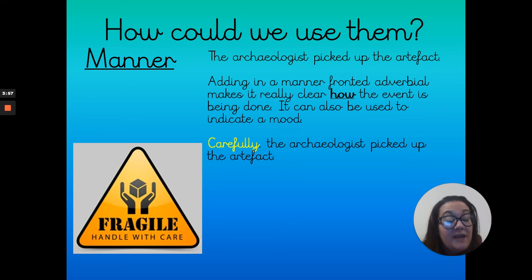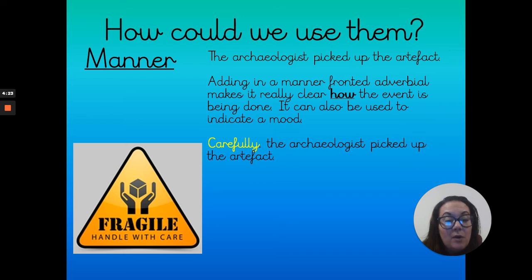So I've used carefully at the start of my sentence, which adds a lot more information to the sentence, even though it's only one word. Carefully, comma, the archaeologist picked up the artefact. That tells us immediately that that artefact might be very delicate, it might be fragile, so the archaeologist is handling it with care to make sure that it doesn't get damaged.